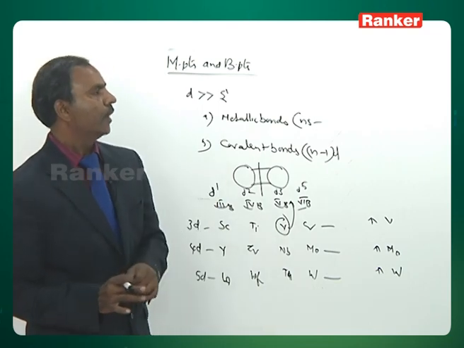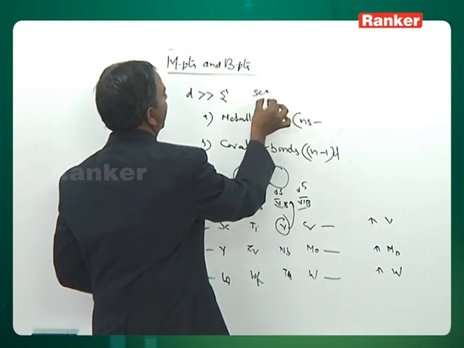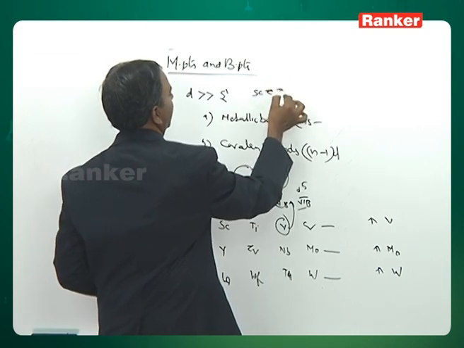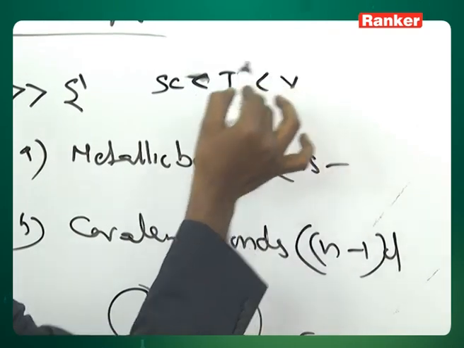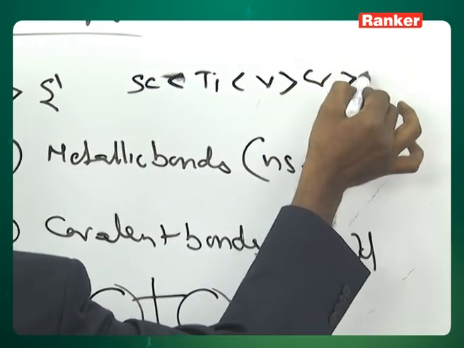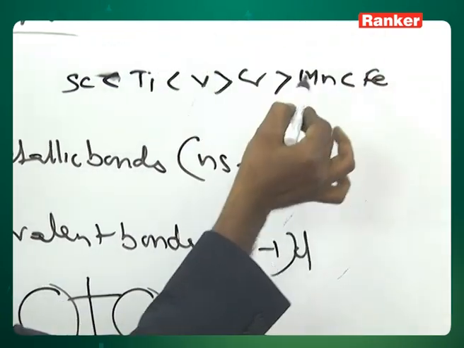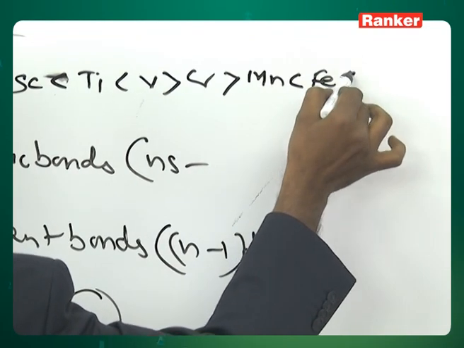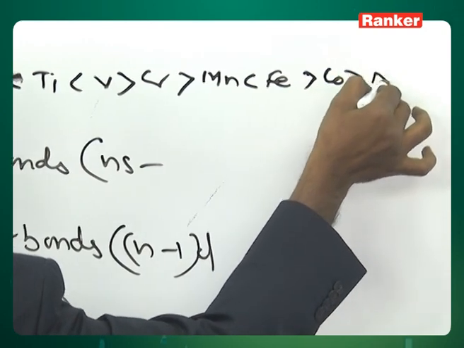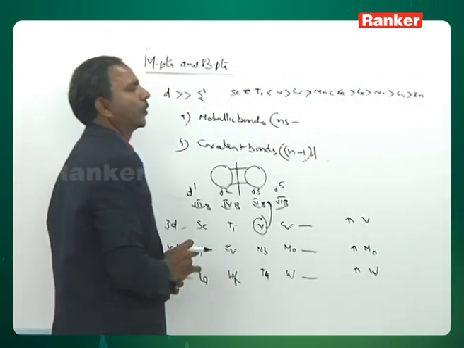The order of the melting point trend, if you want to write it, look here. Scandium melting point is less than titanium. Titanium is less than vanadium. Vanadium is greater than chromium. Chromium is greater than manganese. Manganese is less than iron, and iron is more than cobalt, nickel, copper and zinc. This is the trend of the melting point.